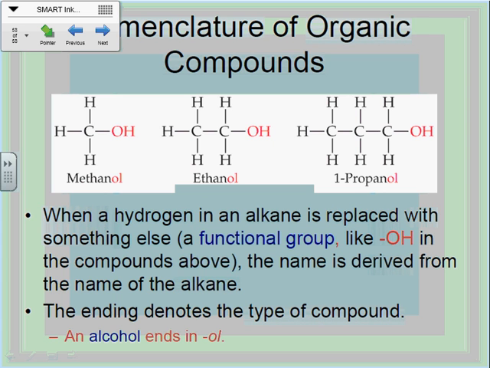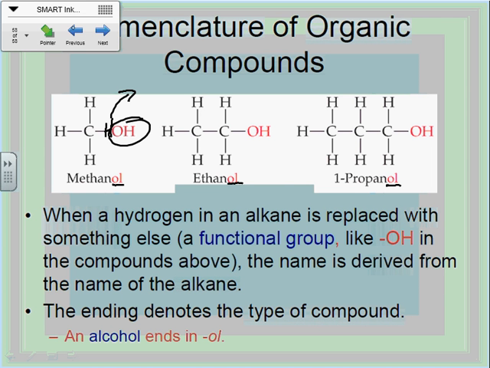Now, when you have a functional group, and a functional group basically just means one of these hydrogens that was here gets replaced by something else like an OH group. Those are alcohols, and that just means that one of the hydrogens here has been replaced with an OH group, a hydroxide. Alcohols end in OL, so that's how you name them. So instead of putting ANE, you put OL. That's as far as we're going to go on that.